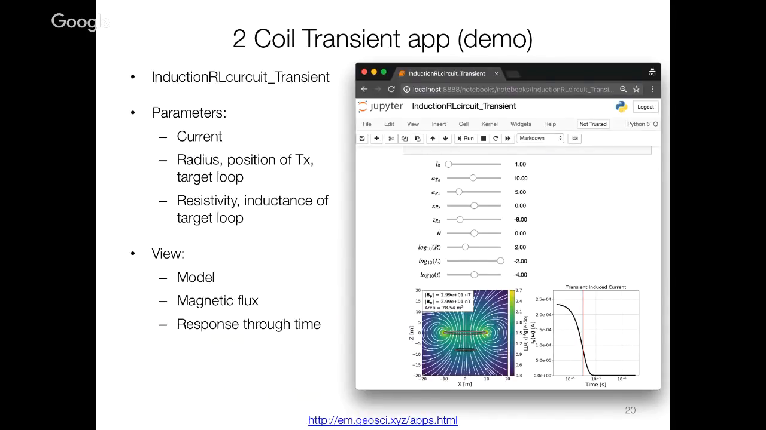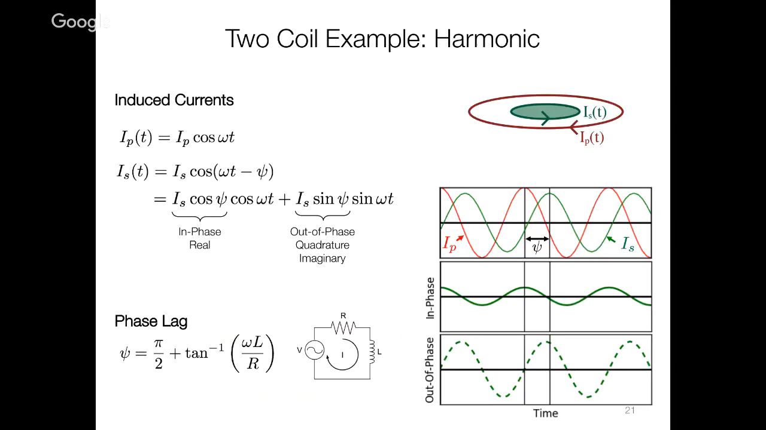So we have another app. This looks like it's going to be a frequency domain app. And I want to walk you through a slide before we actually go through it. So here's the slide. If we have two coils that look like this, so we've got a primary field. So let's suppose that the primary is sinusoidal. It varies as cosine omega t. Okay? So here's the primary.